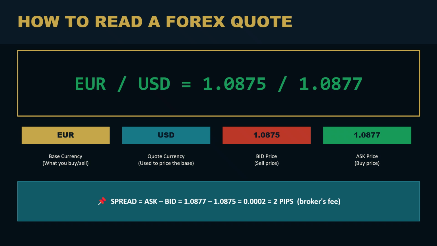So, 1.0877 minus 1.0875 equals 0.0002. In Forex terms, that's 2 pips. This is the broker's fee built right into the price you see. This simple concept is the very first cost of doing business in the Forex market.